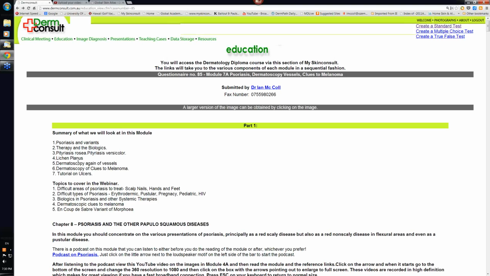We'll look a little bit at lichen planus, although this will be covered in more detail in one of the later modules. Dermatoscopy is going to look again at vessels and also at the clues to melanoma. We'll look at those in a minute, as well as a little tutorial on ulcers.